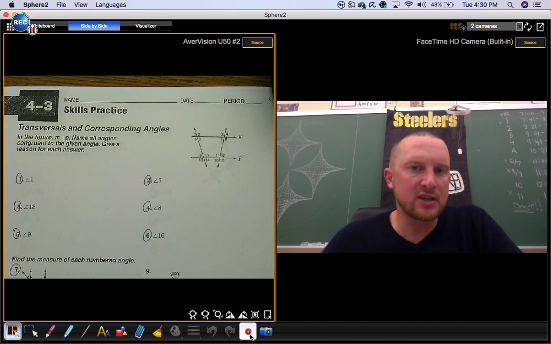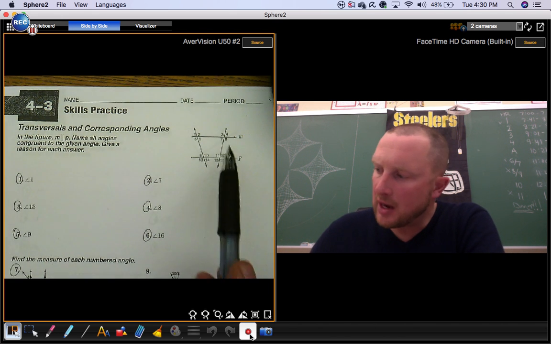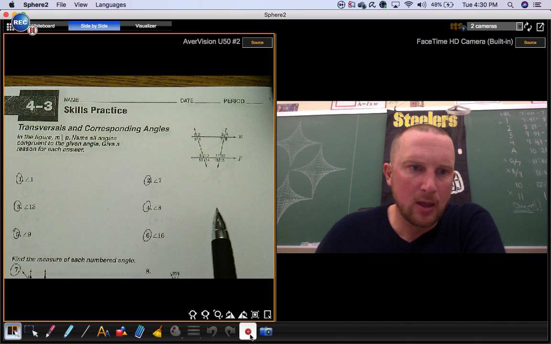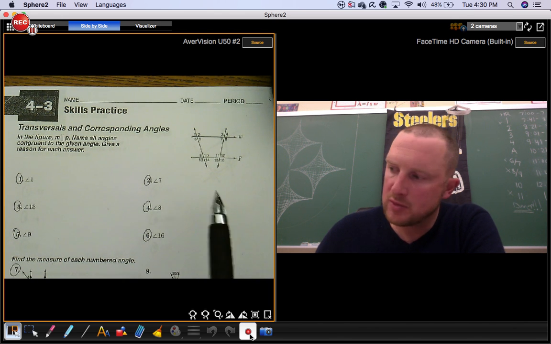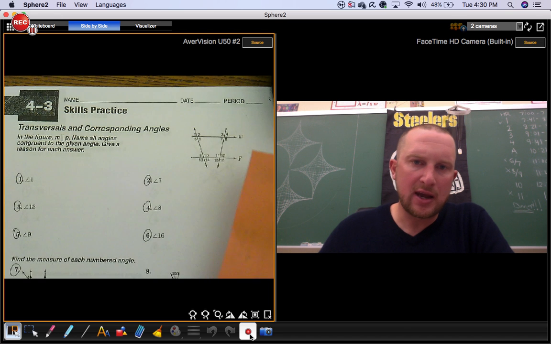Skills practice for section 4.3, we have a diagram with 4 lines. We're only really concerned with 3 lines at any one time. So if it helps you, you can use your hand or your finger or your pencil or a piece of paper to cover up another line.